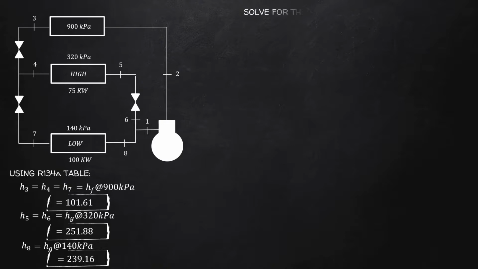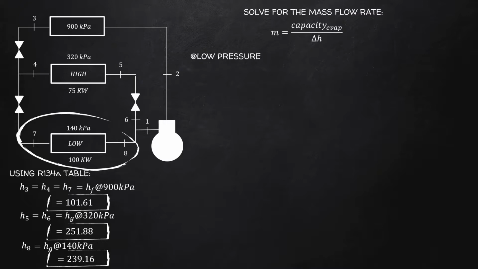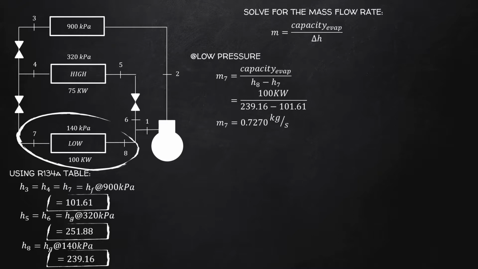We will now solve for the mass flow rate using the formula. Mass flow rate is equal to evaporator capacity over change in enthalpy. At low pressure evaporator, mass flow rate at state 7 is equal to evaporator capacity over H8 less H7, where the evaporator capacity is equal to 100 kilowatts and the change in enthalpy is 239.16 less 101.61. Simplify, and we get the value of M7, which is equal to 0.7270 kilograms per second. Mass flowing at state 7 is also equal to the mass flowing at state 8.